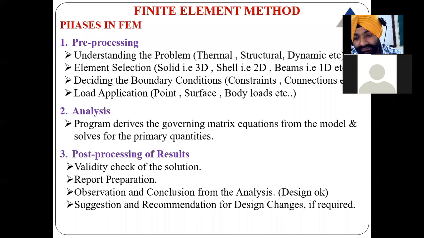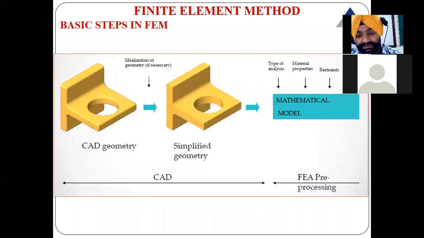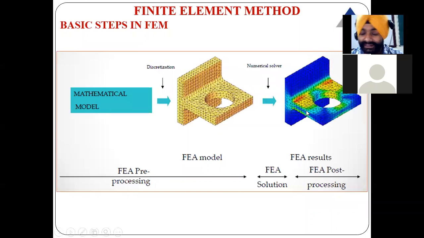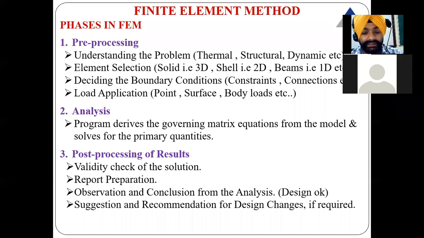Suppose, in the diagrams I have shown you, there are more red areas than green and blue areas. Then it is more prone to fracture there. Then you have to change the design so that red areas are eliminated from that particular design. So suggestions and recommendations for design changes are always given. This particular area is giving red areas, and you have to change the design or material so that it may not fracture at that particular point.